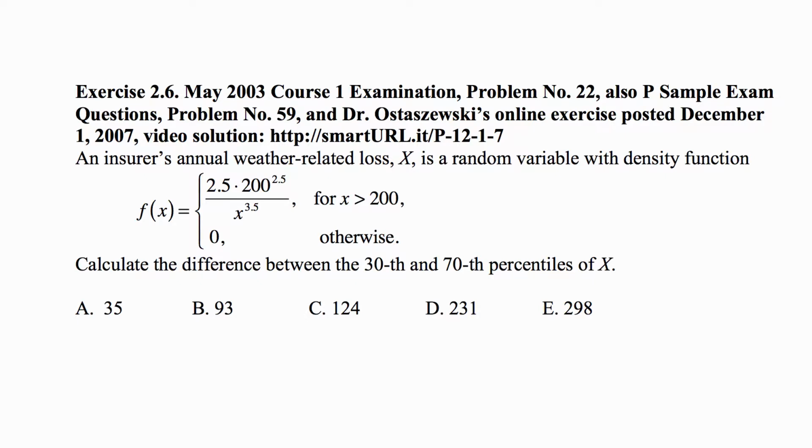Here's a problem for today. An insurer's annual weather-related loss x is a random variable with density function f of x equal to 2.5 times 200 to the power 2.5 over x to the power 3.5 for x greater than 200, and 0 otherwise. Calculate the difference between the 30th and 70th percentiles of x.